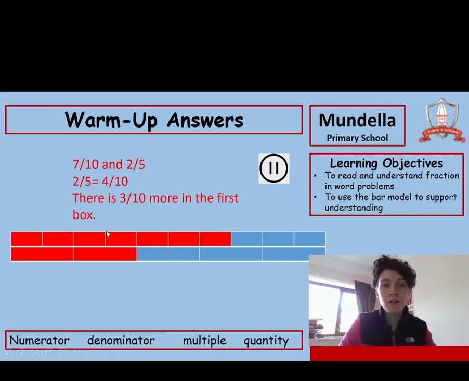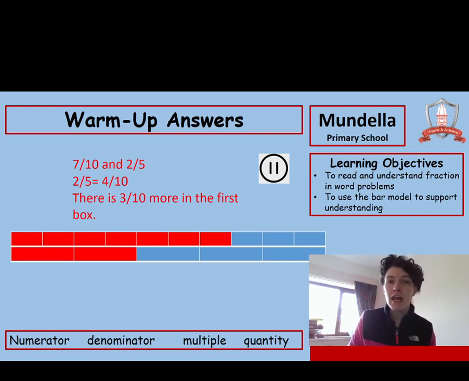Now, I can look at this bar model and compare the fraction size. So I can see that the first pizza, the top bar, has 3 more tenths filled in. I can see that 2/5 is equivalent to, the same as, 4/10. So the bar model can be used to support your understanding. Okay, it's an important pictorial representation of the fractions and of the calculation that you have to do. So it's a very useful strategy.